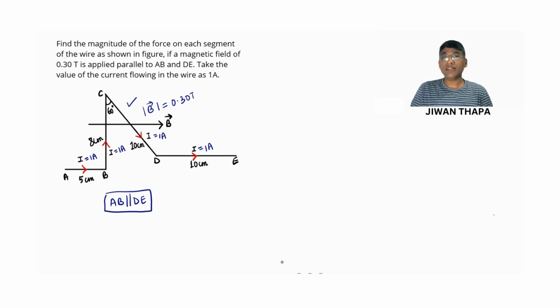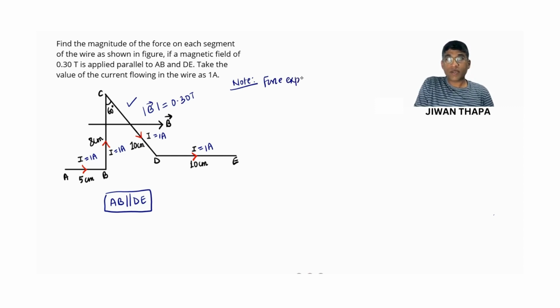AB and DE. Now, in order to find the magnitude of the force on each segment, we use the concept of force experienced by a current carrying conductor in the presence of a magnetic field. So I'm writing over here, we use this concept, okay?